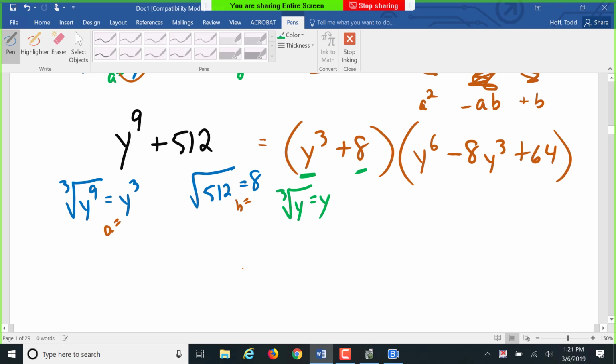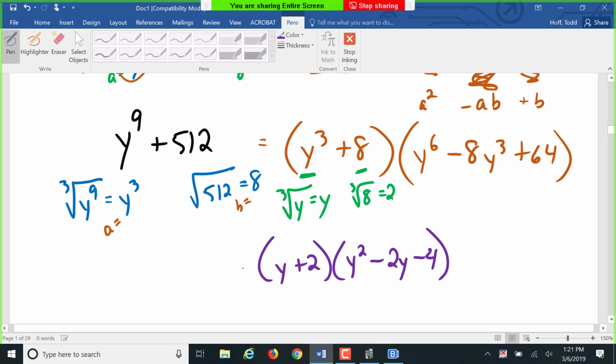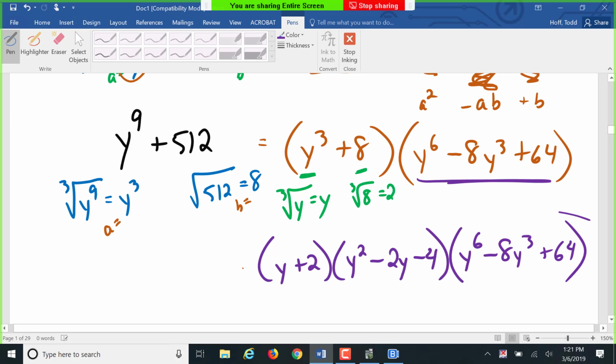The cubed root of y is y. The cubed root of 8 is 2. That's also the sum of perfect cubes. That factors into y plus 2 times y squared minus 2y plus 4. Then we still have that last term, y to the 6th minus 8y to the 3rd plus 64.